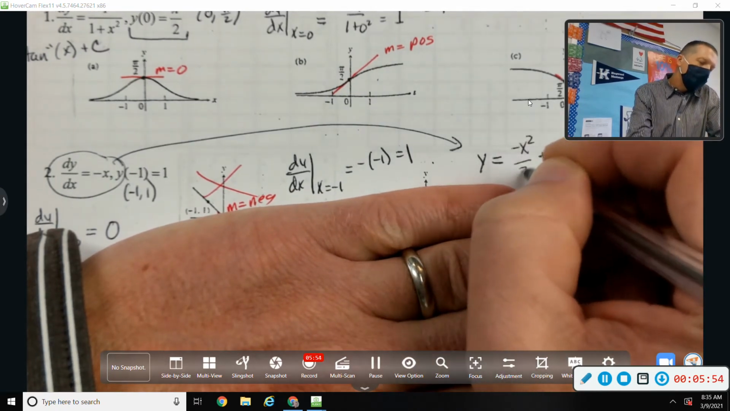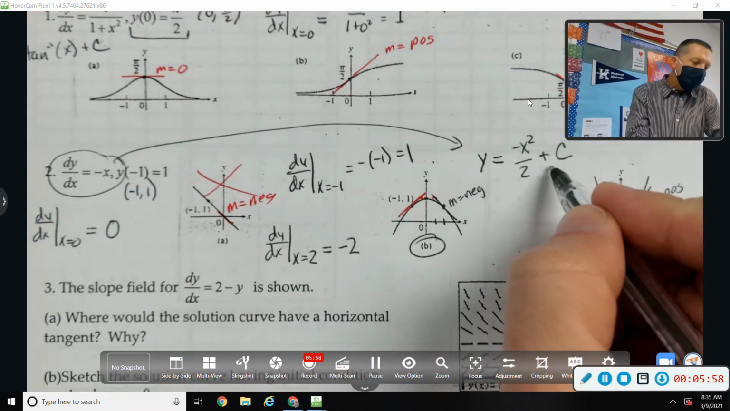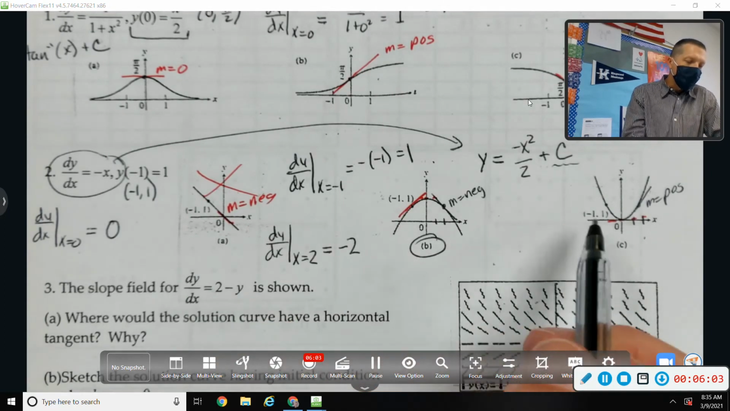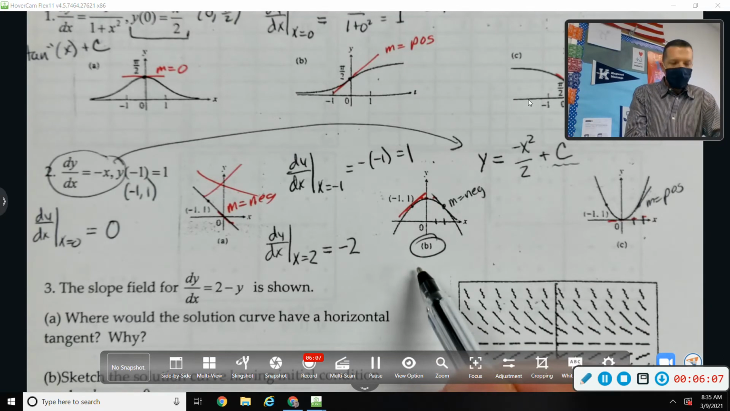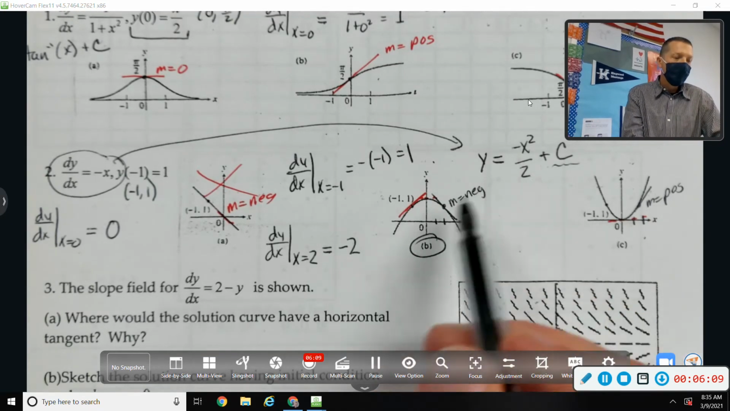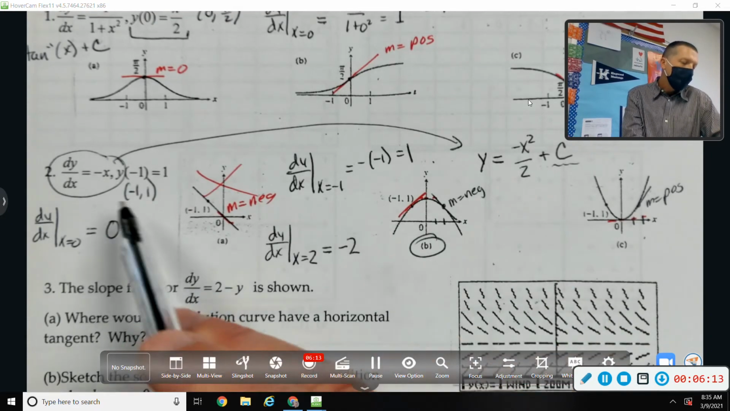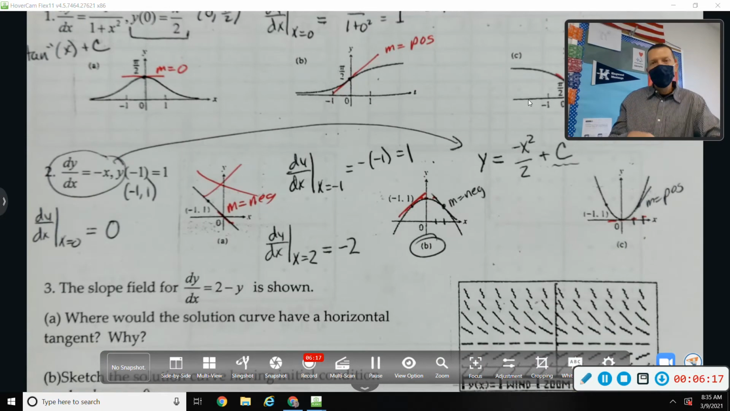-x² over 2 plus c. I don't know the plus c without more information, but the only one of those pictures that could possibly be -x² over 2 is b. Now that's not how they told us to work the problem. That's basically what we'll do tomorrow. So today we're going to use pictures. Tomorrow we'll do antiderivatives, and then hopefully see how they work together.